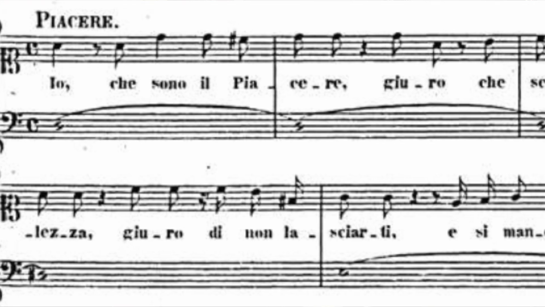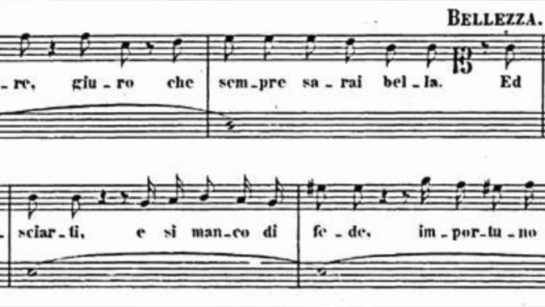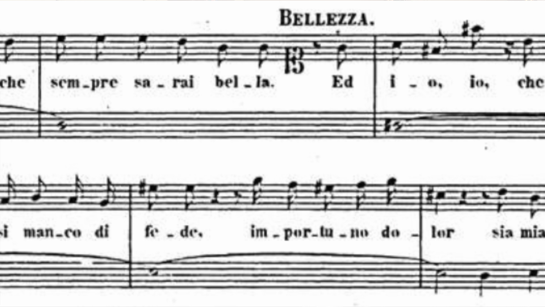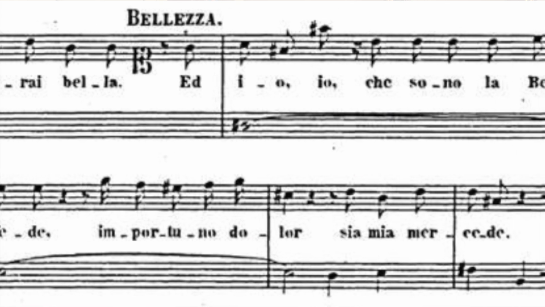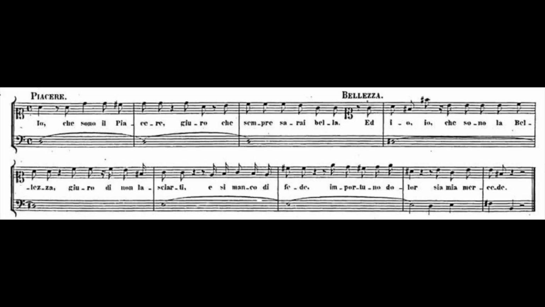Now we'll take the first recitative from Handel's Il trionfo del tempo e del disinganno and look at it together to see how we can bring it to life. In this first recitative, we have two characters, piacere and bellezza, two allegorical figures representing pleasure and beauty, introducing themselves to the audience. Let's hear what's on the page.